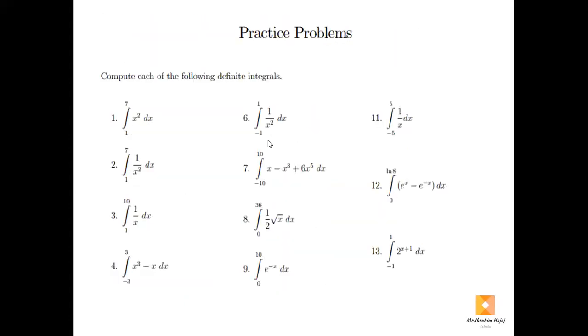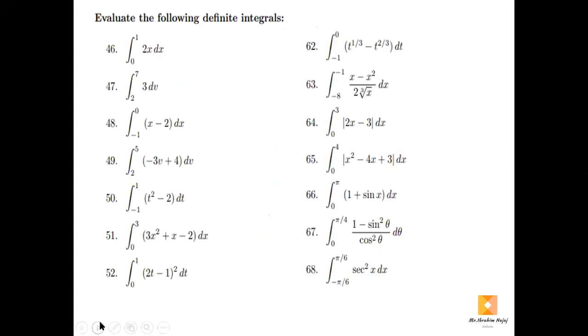I will check it for you guys to know if your answers are correct or not, and also some new ideas. Let's start. Bismillah.